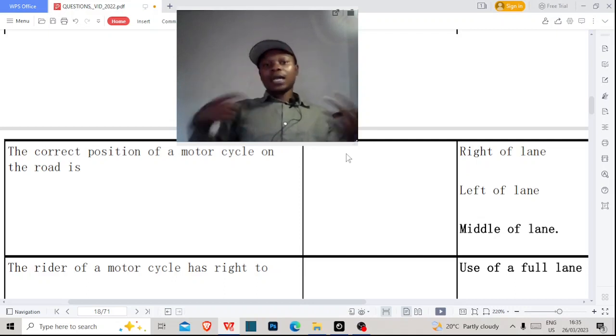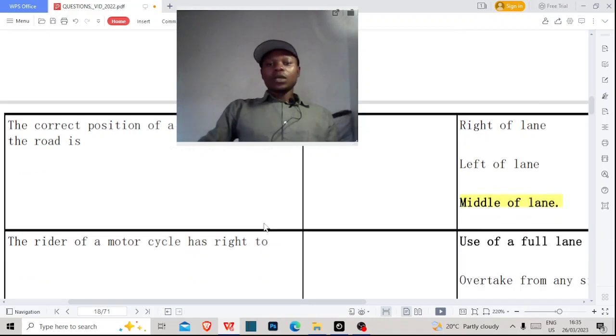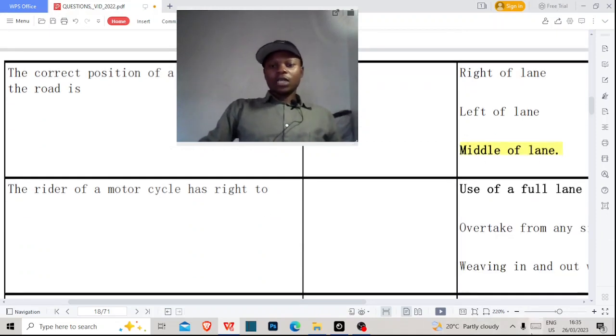Why? Because it is regarded as a full vehicle and it has the rights of a full vehicle. So the correct position of a motorcycle on the road is the middle of the lane. You should move at the middle of the lane. Now moving on to the next question.